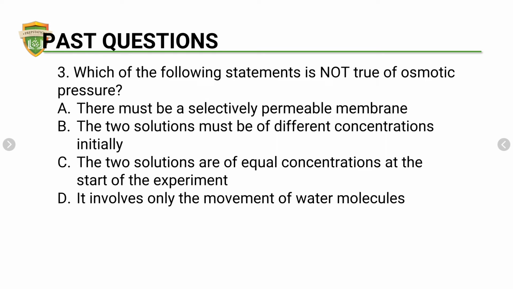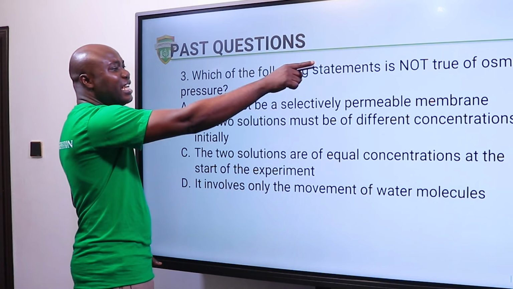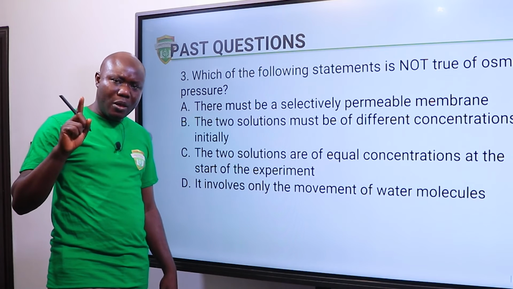Okay, question 3. Which of the following statements is not true of osmotic pressure? Now, there must be a selectively permeable membrane. They said it's not true. That means out of the 4, 3 should be correct and 1 should be wrong. Okay. There must be a selectively permeable membrane. The two solutions must be of different concentration. This is correct too. Now, then C. The two solutions are of equal concentration at the start. If they are of equal concentration at the start, there's never going to be any movement. There won't be any movement.